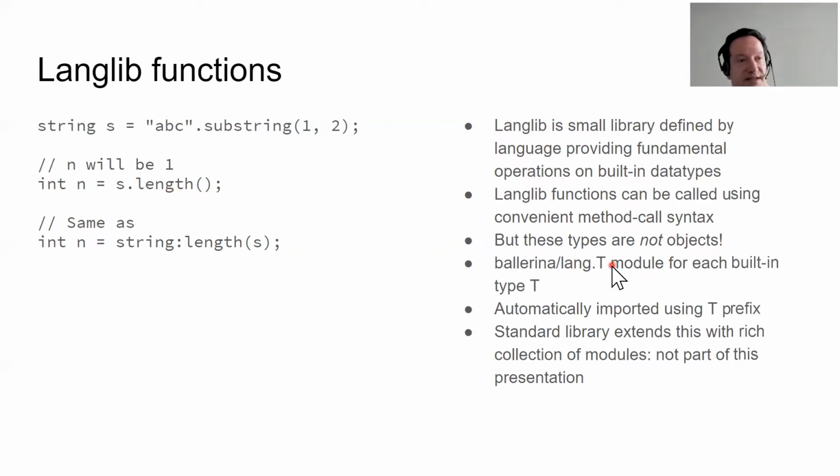So there are a whole bunch of these. int and float and string all have a bunch of different useful functions, which I'm not going to describe. They all have documentation. But I think it's important to understand that, even though you can use this method-like syntax, these are not objects. Ballerina is not an object-oriented language. This is just a convenient syntax for accessing these very common methods of built-in types, but they're not objects.